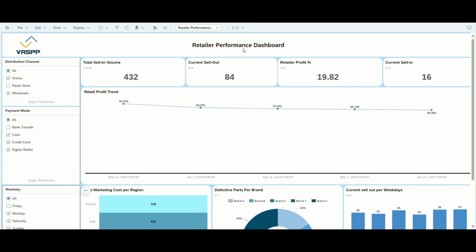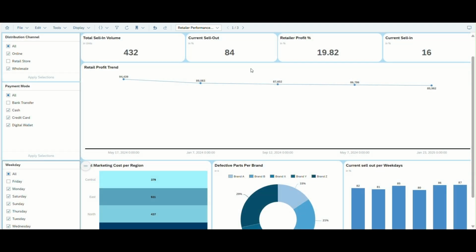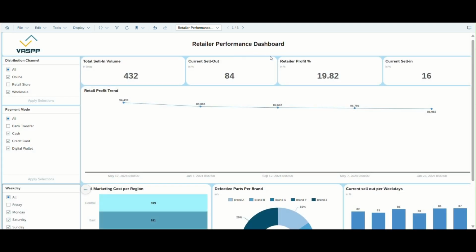To sum it all up, this dashboard is not just a report. It's a retail command center that blends sell-in, sell-out, retailer economics, quality control, and marketing spend all in one place. Whether you're managing field teams, optimizing supply chain decisions, or preparing executive reports, this dashboard puts the right data at your fingertips. It gives you the clarity to act, the agility to respond, and the insights to lead.